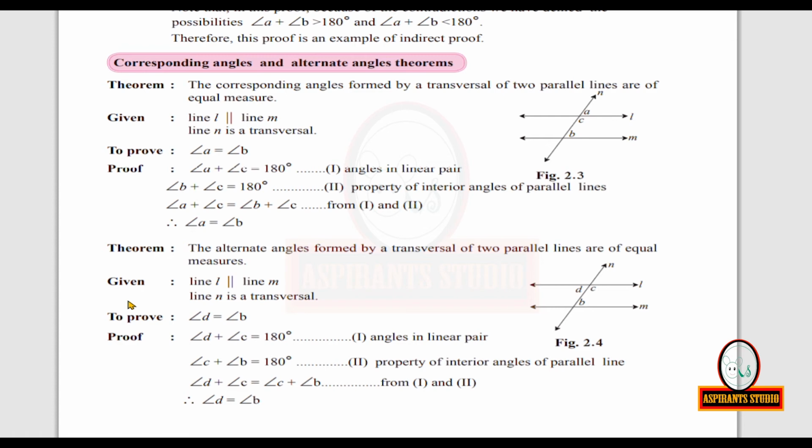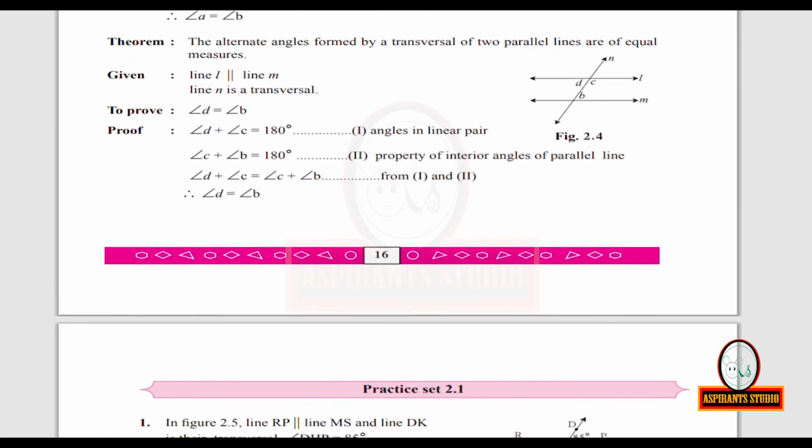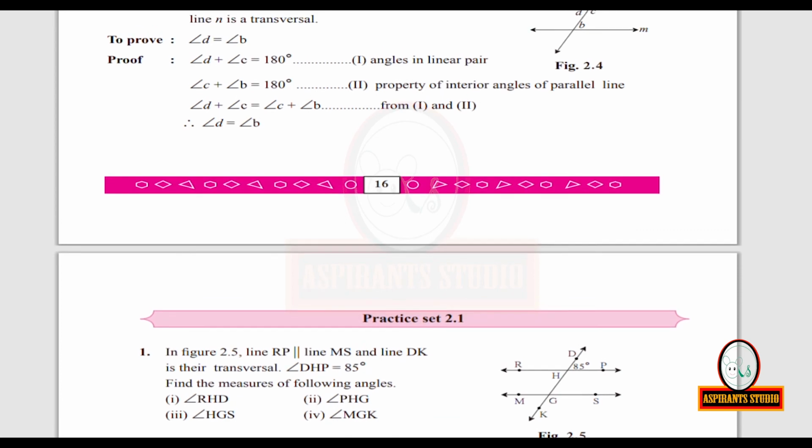So we have learned corresponding angles and alternate angles theorems, and in these two theorems we have applied the interior angles theorem which I have proved earlier. So keep in mind, for proving corresponding angles theorem and alternate angles theorem, we have used the interior angles theorem. Now coming to practice set 2.1.